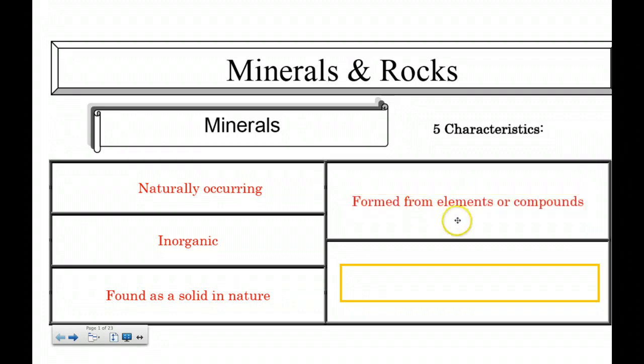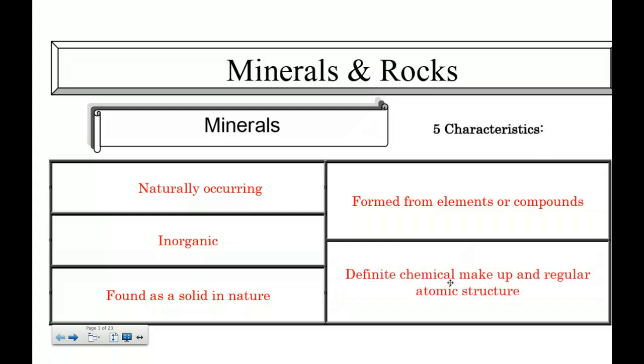They're formed from elements or compounds, and they have a definite chemical makeup or a regular atomic structure. So throughout the whole substance of that mineral, you're going to have repeating patterns of a chemical or atoms, and that helps us to identify this as a mineral.